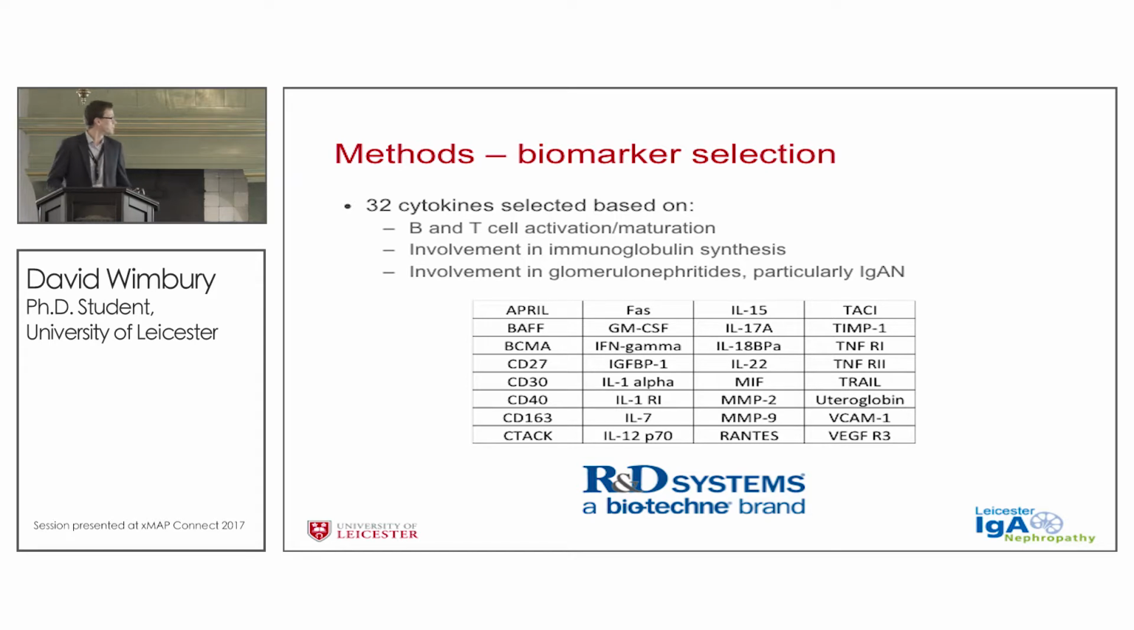So to this end, we selected 32 cytokines from the custom assay developing tool at R&D Systems. These were chosen based on relationships with roles in B and T cell activation, maturation, any involvement in the direct synthesis of immunoglobulins, in particular IgA, and whether there was any reported involvement in other glomerulonephritis and IgA nephropathy itself.